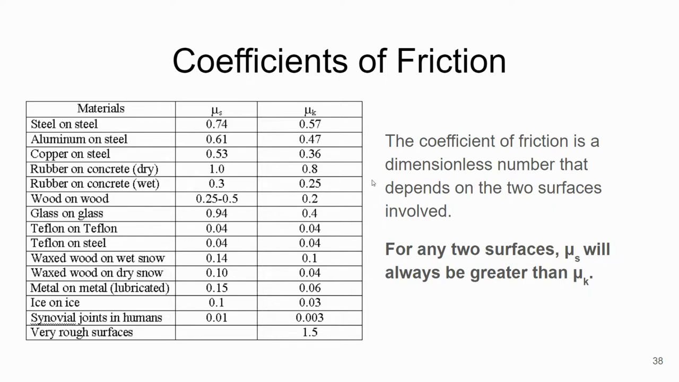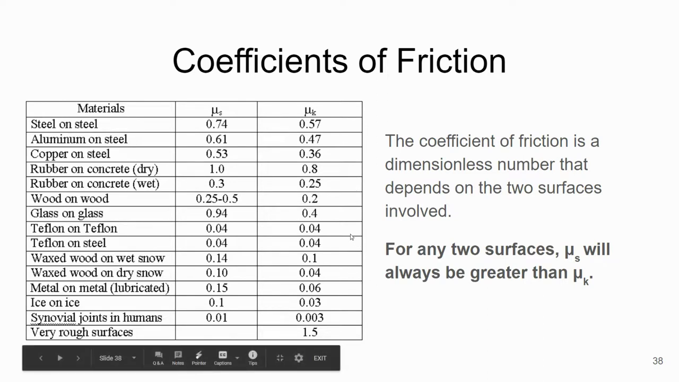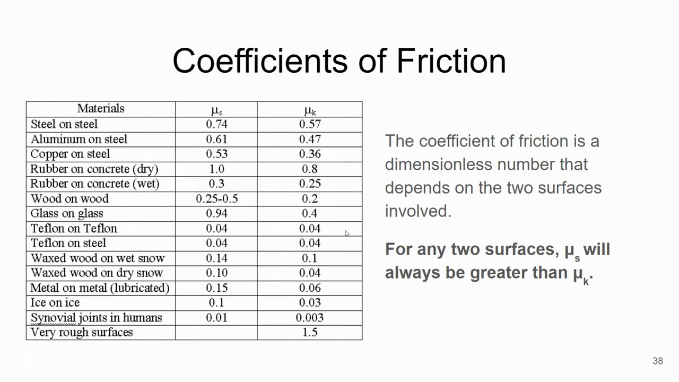So lots of other things. Teflon on Teflon, well, that has very low coefficients of friction. Teflon is the non-stick stuff. So it's there to minimize the friction.